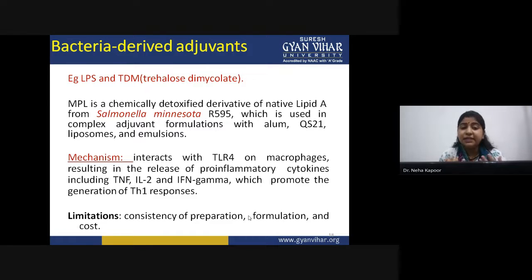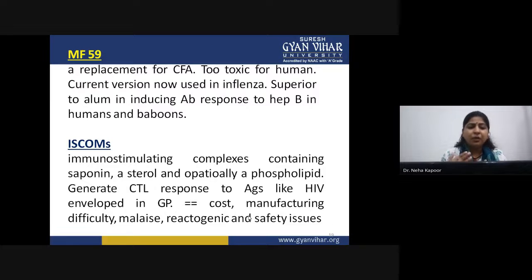However, there are certain limitations again. Consistency of preparation is very important, as are formulation and cost. That is a major limiting factor. Otherwise, it is very successful. Now, MF59, this is a replacement for CFA. However, this was found to be toxic for humans. The current version is now being used in influenza. It has been found that MF59 as adjuvant is superior to alum in inducing antibody response to hepatitis B in humans and baboons.